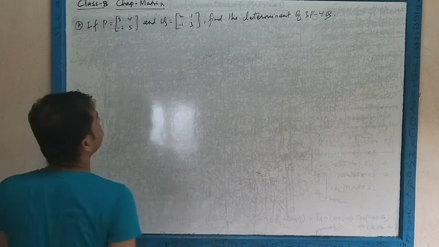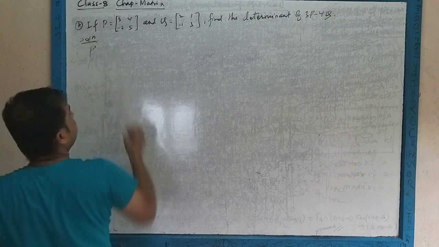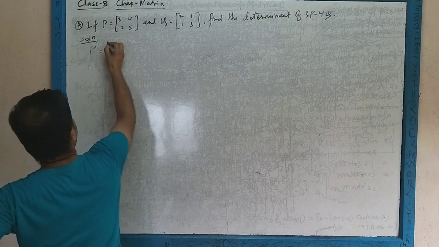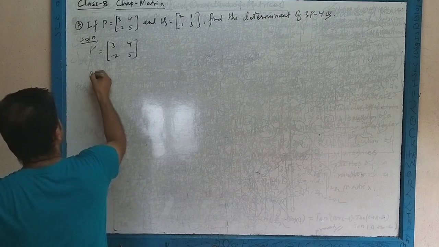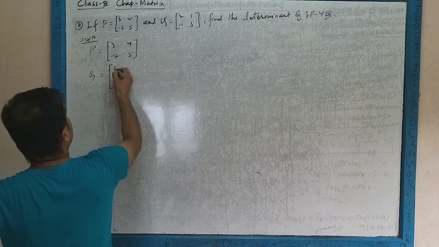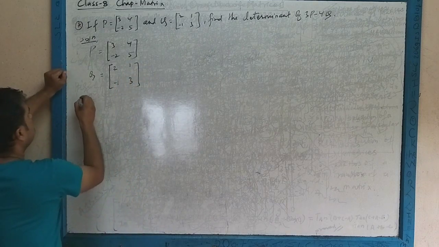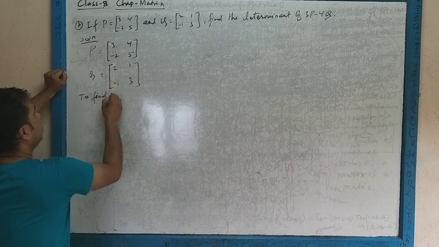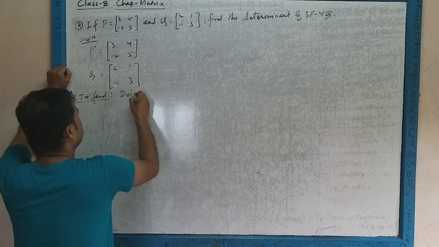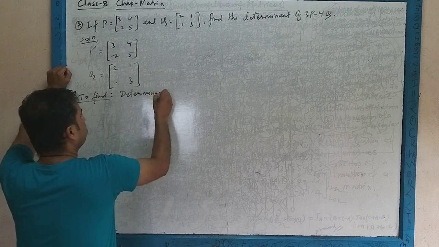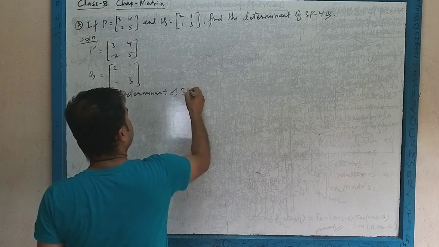Now, let's solve this. Solution. First of all, write what is given. P is equal to [3, 4; -2, 5]. Q is equal to [2, -1; 1, 3]. Then what is to find? Next step, to find, underline, the determinant of 3P minus 4Q.